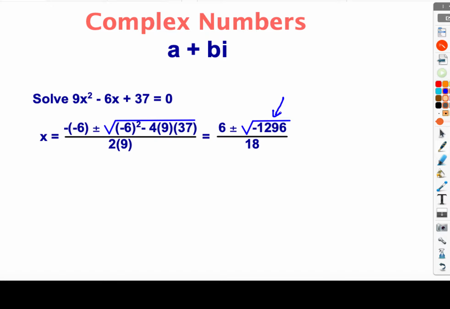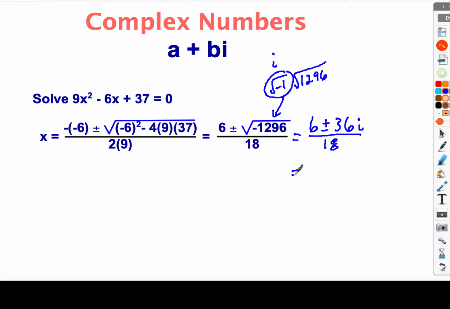What that means is the square root of a negative number would not be a real number. So remember, what we can do is split that up into a negative 1 multiplied by the square root of 1296. And the square root of 1296 very nicely is 36. So we can say 6 plus or minus 36. That allows us to take that square root, only now we need to remember that we need to include that imaginary i, right? i being equal to the square root of negative 1. Again, that's all going to be over 18.